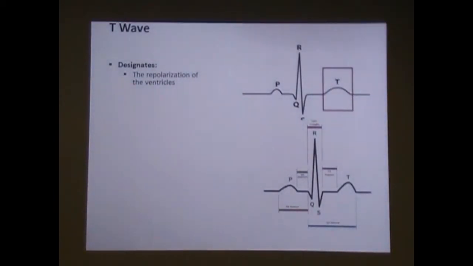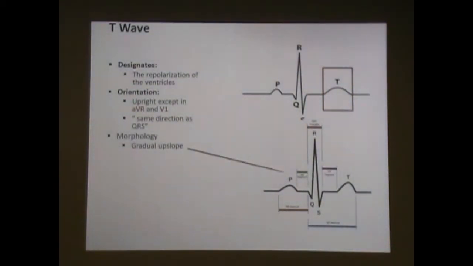It represents the repolarization of the ventricle. It's upright in all leads except for V1 and aVR. Okay? If you have downward deflection in any other leads, that is not significant, but it's indicative of something going on. And again, it's the same direction as a QRS, which is important. Morphology, again, like I was just saying, the gradual upslope and the steeper decline.